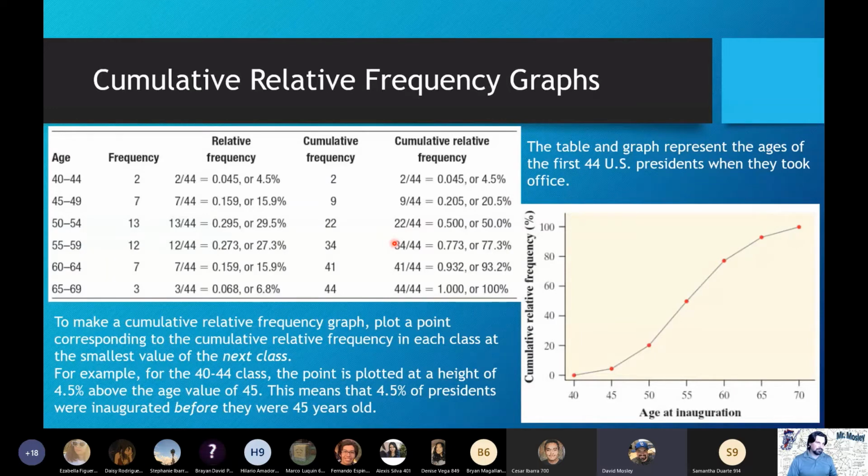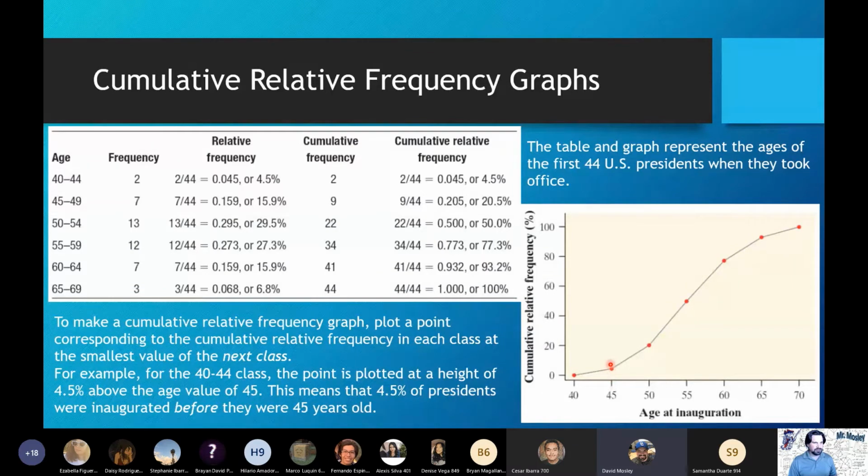Good. All right. So when it comes to this graph, to make a cumulative relative frequency graph, we plot a point corresponding to the cumulative relative frequency in each class at the smallest value of the next class. For example, for the 40 to 44 class, the point is plotted at the height of 4.5%, which we got from here, above the age value of 45, the smallest value of the next class.